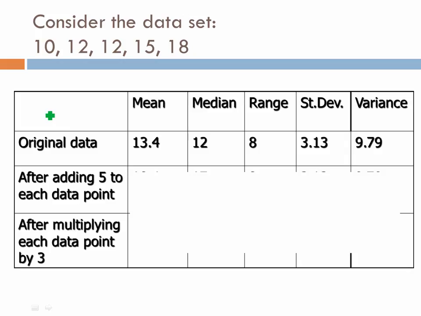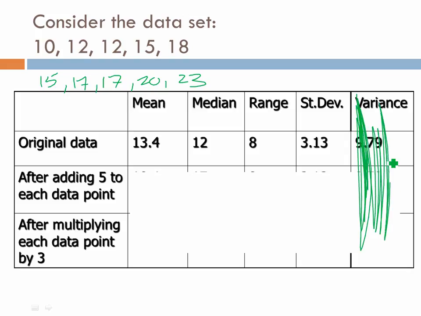Now, if I change my data by adding 5, and I went to 15, 17, 17, 20, 23, figure out our information for this new data set. Does the mean change? Does the median change? Does the range change? Does the standard deviation change?